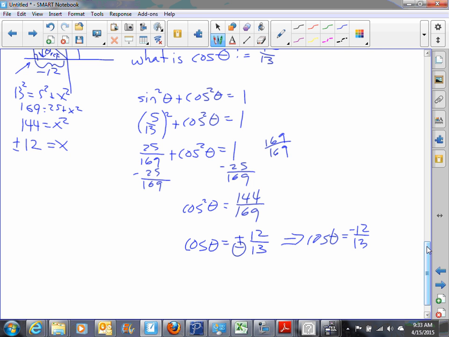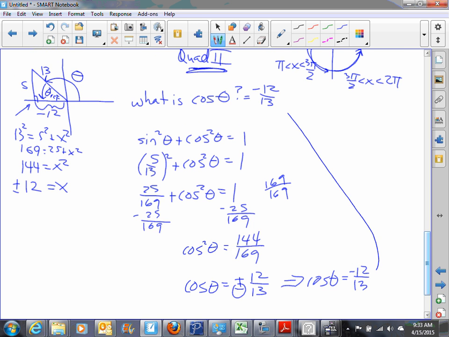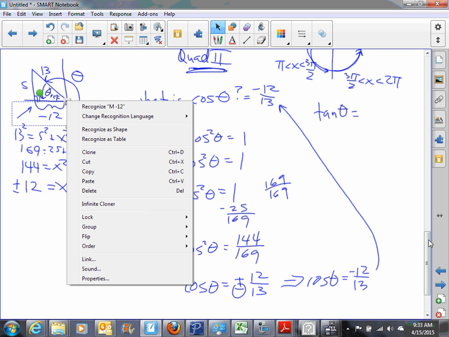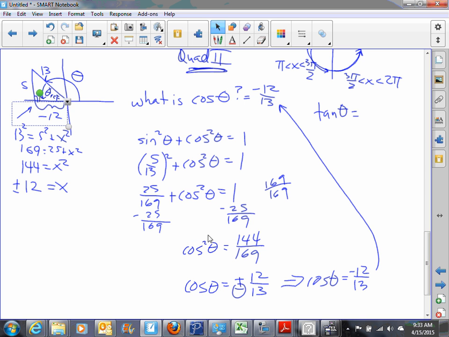It's nice, I think, that we get the same answer both ways. Let's just do one more thing. What if they said, instead of what is the cosine of theta, what is the tan of theta? Well, then we could go back over here and look at this again. The tan of theta is y over x, so we would get 5 over negative 12, or negative 5/12 for the tangent of theta.